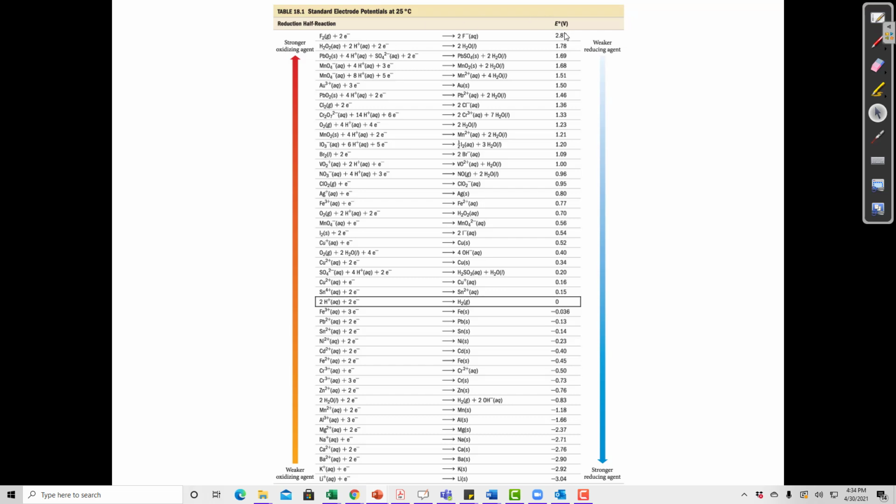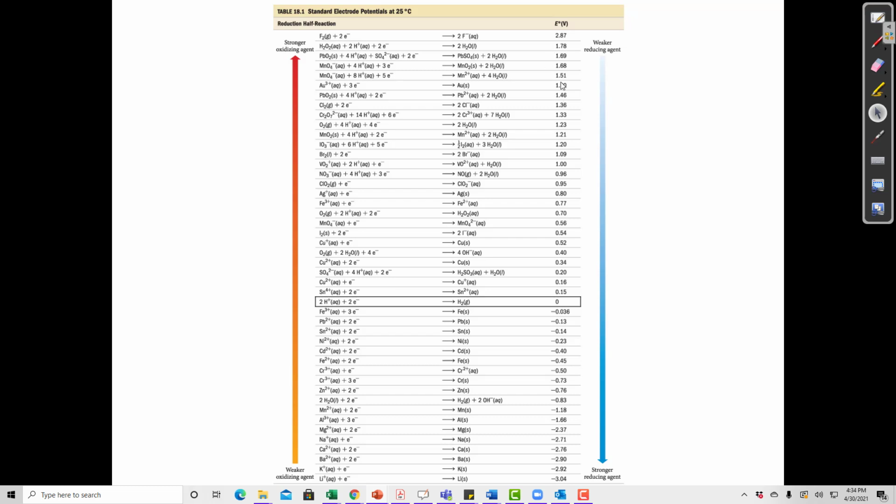So see, as the number gets bigger, those things are more likely to be reduced, and as the number becomes smaller and more negative, those things are less likely to be reduced. Notice that all of the reactions in this table are organized as reductions. Something plus electrons, something plus electrons, something plus electrons. Remember, in a reduction, the electrons always go on the left. In an oxidation half reaction, the electrons go on the right. So all of the reactions in this table are written as reductions because these numbers here are reduction potentials.